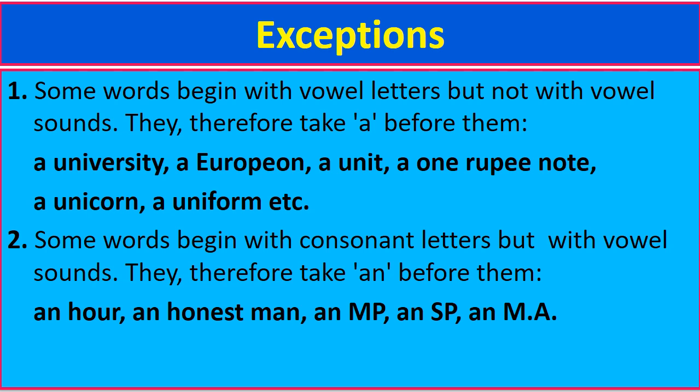For example, an hour, an honest man, an MP. When we speak M, the sound is again a vowel sound. An SP, an MA. So with all these we use an. So these are some of the exceptions in the use of the articles a and an.